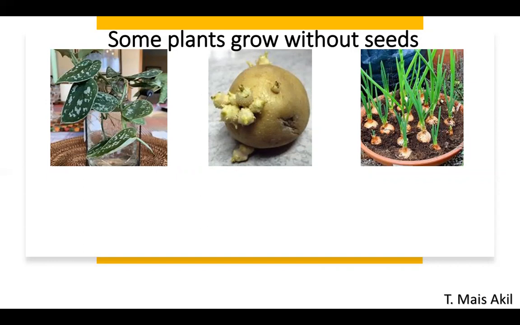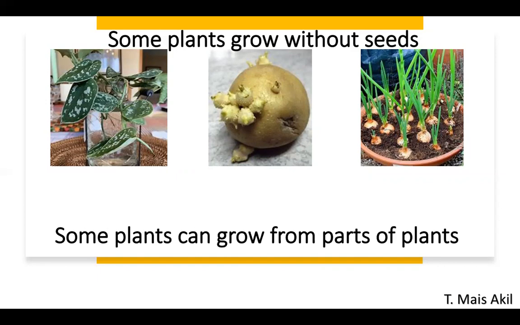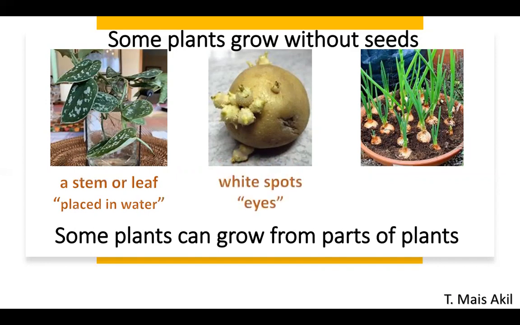These kinds of plants can grow from parts of plants. Let's see how. They can grow from a stem or a leaf placed in water, or like the potato, which grows from white spots called eyes. Or, as with onions, which are underground stems called bulbs. New plants could grow from these bulbs, from the onion bulbs.